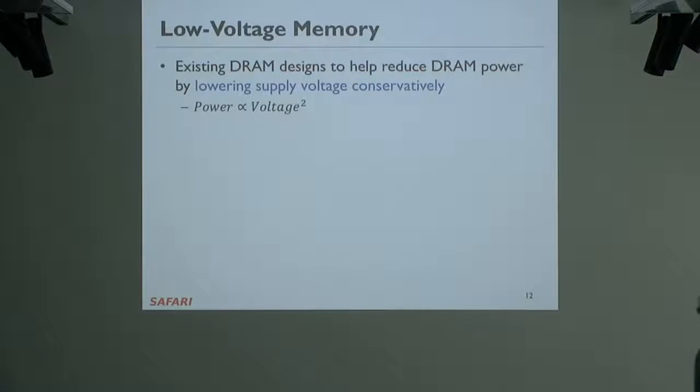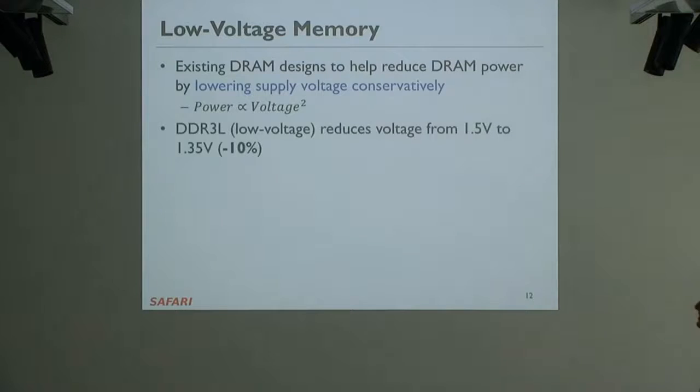And existing DRAM designs help reduce DRAM power by lowering supply voltage conservatively. Essentially, power is correlated with voltage square. You know, the CV square F equation probably. Power is correlated with capacitance, voltage square, and frequency. And if you want to improve frequency, you need to increase voltage. So power actually has a cubic relationship with voltage. This doesn't do justice to the equation, maybe.